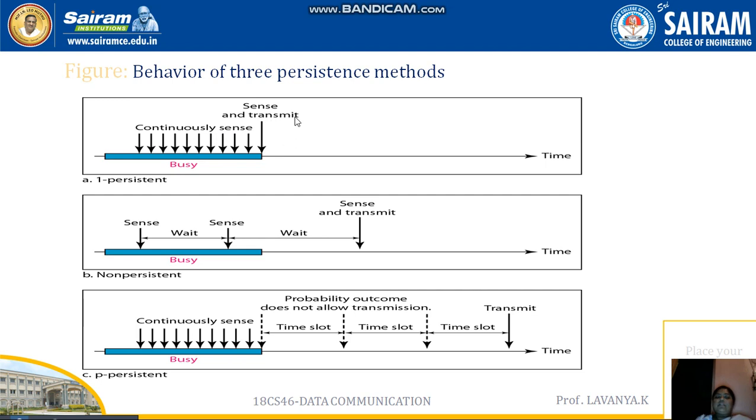During that time, our sender is continuously checking whether the medium is busy or idle. This is the one-persistent method. Next is the non-persistent method: if it is busy, we have to wait for some amount of time. Once the line is free, only then can we access the channel. So this is the p-persistent method. This is the diagram of the three persistence methods.